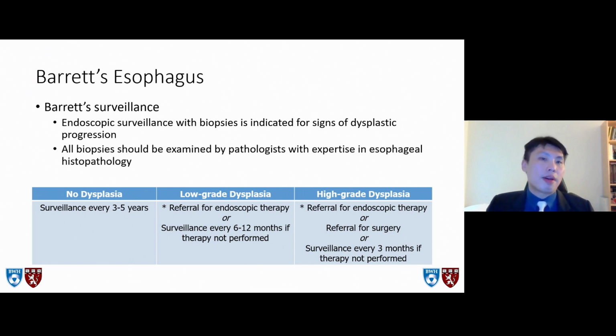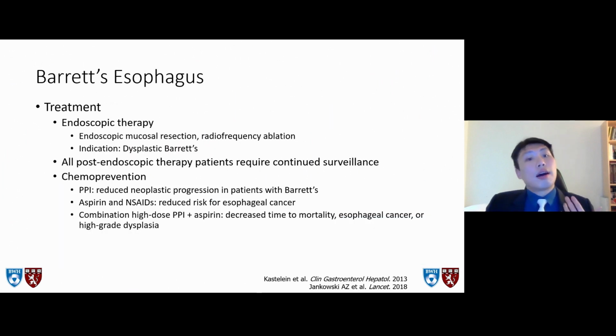For those who do have Barrett's esophagus on first endoscopy, surveillance is needed, ranging from 3 to 5 years for those with no dysplasia, to patients with dysplasia needing sooner surveillance or endoscopic therapy. The types of endoscopic therapy we can perform include endoscopic mucosal resection or radiofrequency ablation, only in those with dysplastic Barrett's, not in those with no dysplasia. Even after the endoscopic therapy, the patient will require continuous surveillance.